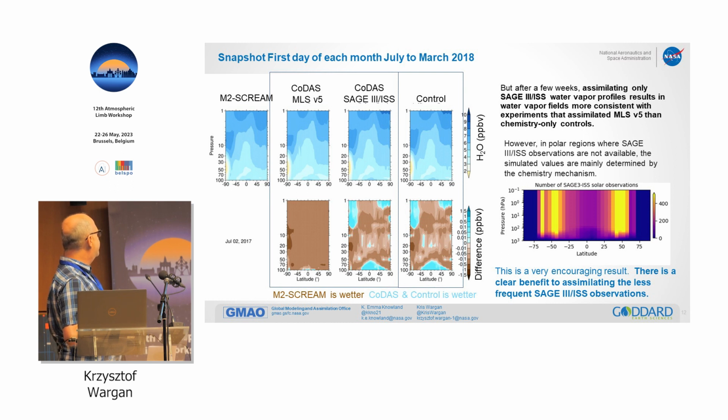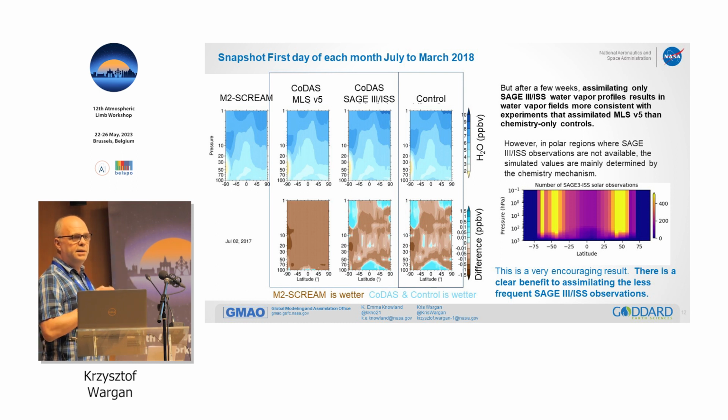But as the time progresses, and this is September, October, November, so a few months of assimilation, first day of each month, we see that this picture here, this difference becomes more like this one, showing that assimilation of SAGE does make a difference and actually brings the field closer to what we expect from MLS. This is not true for high latitudes because there are no observations there, and this is basically an observation count which is kind of uneven geographically. So this is a very encouraging result.